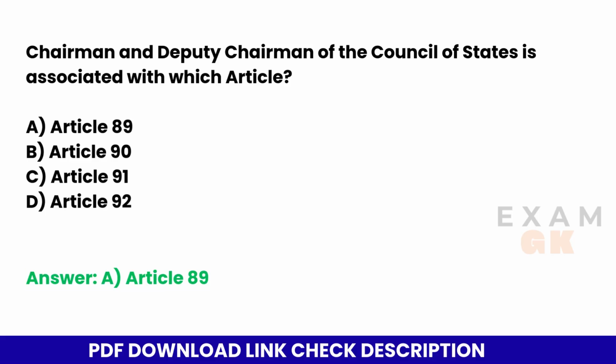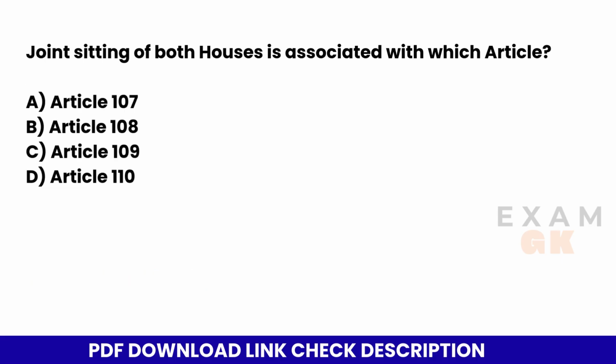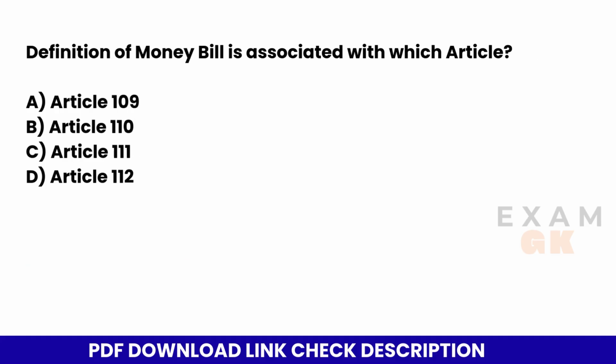Answer A. Article 89. Speaker and Deputy Speaker of the House of the People is associated with which article? Answer A. Article 93. Joint sitting of both houses is associated with which article? Answer B. Article 108. Definition of money bill is associated with which article?